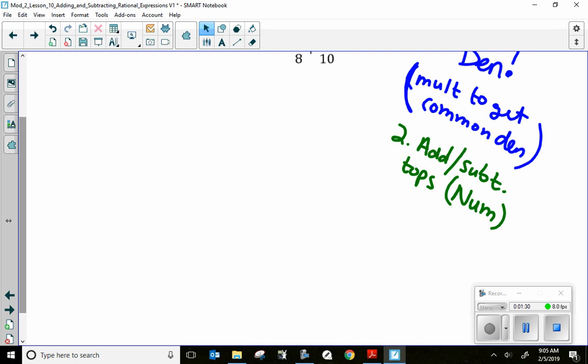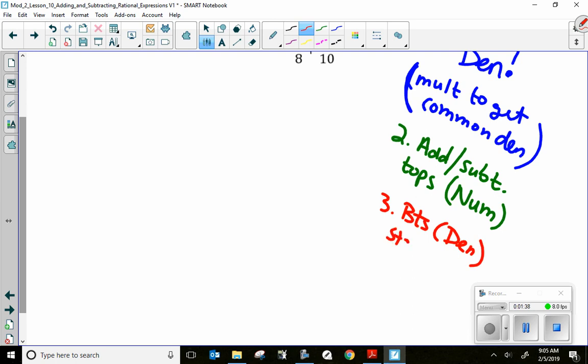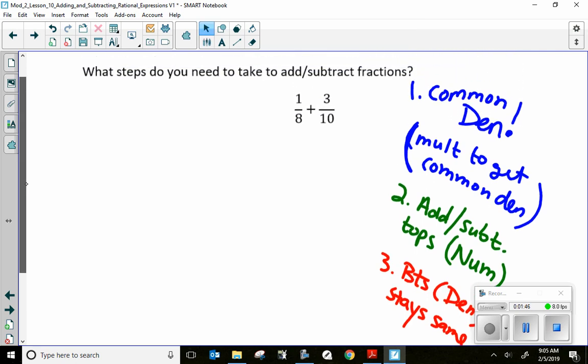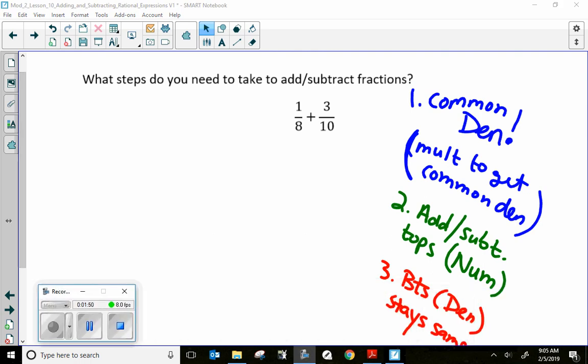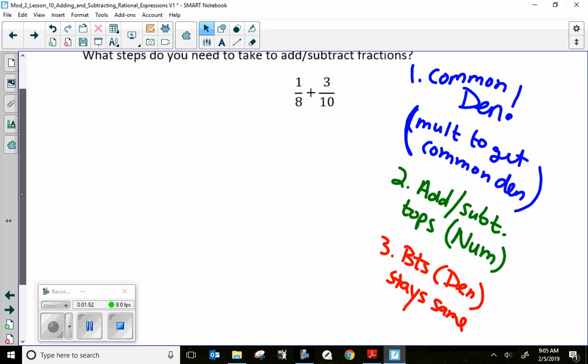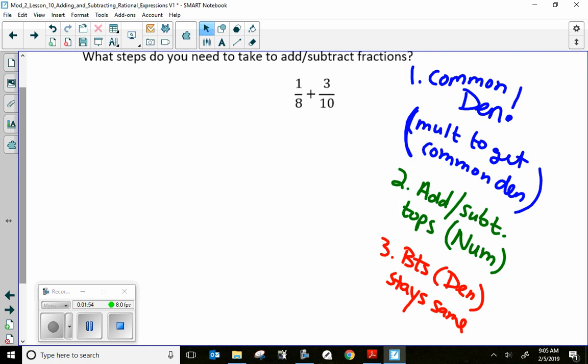And speaking of the bottom, number three, the bottoms, which we call denominators, they stay the same. Okay, we don't change that. And that's going to kind of work into what we're going to do when we get into variables and all that jazz. So, let's move this over here. Okay, here are our steps here just in general. Just a quick review here.